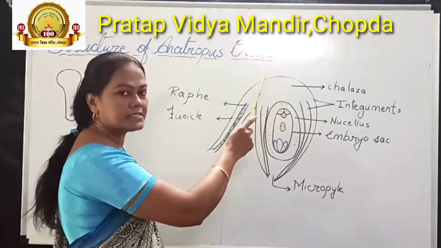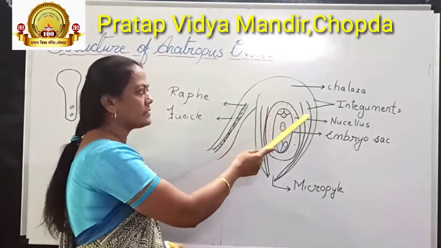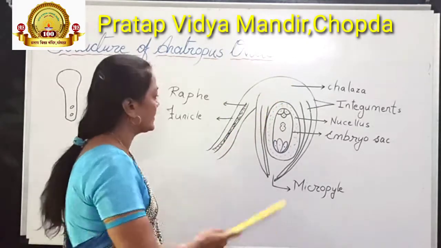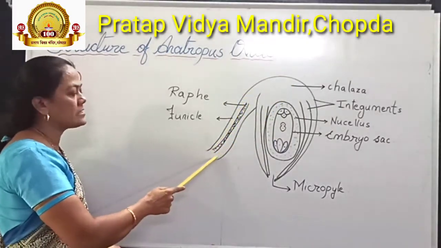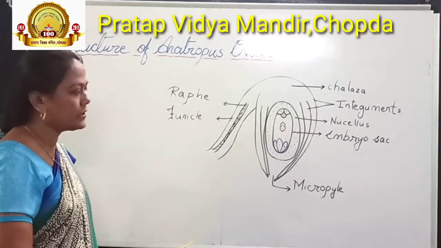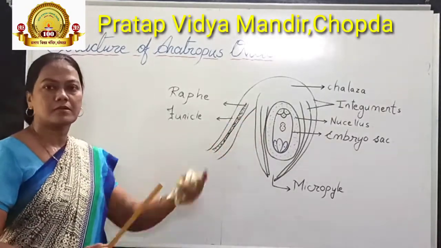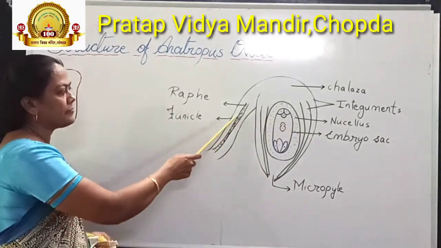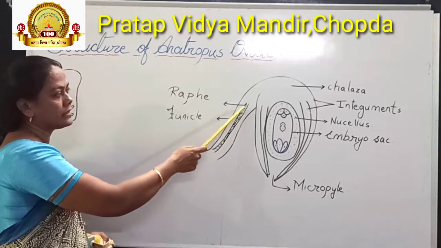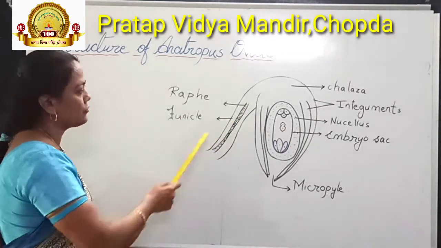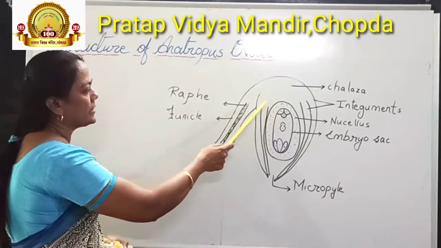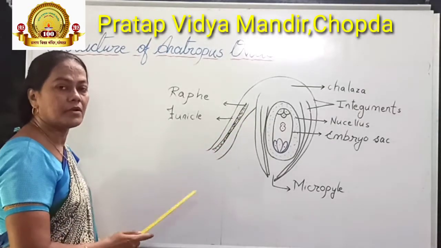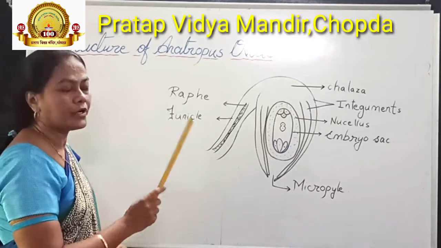The chalaza is the part where the integument is absent. Funicle is for conduction, support, and for raising this body of the ovule to a particular height. The raphe inside the funicle is the connective tissue which joins this body with the stalk. Here hilum is present for bending the body of the ovule.